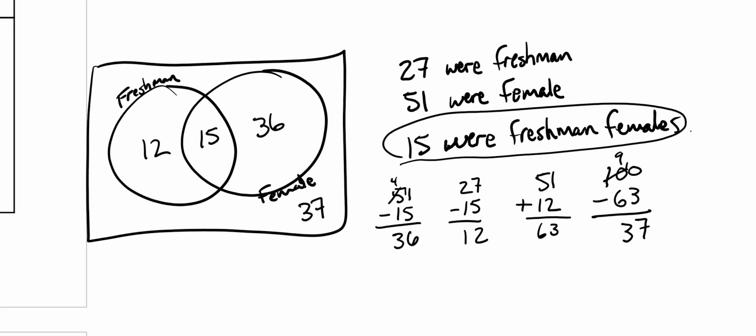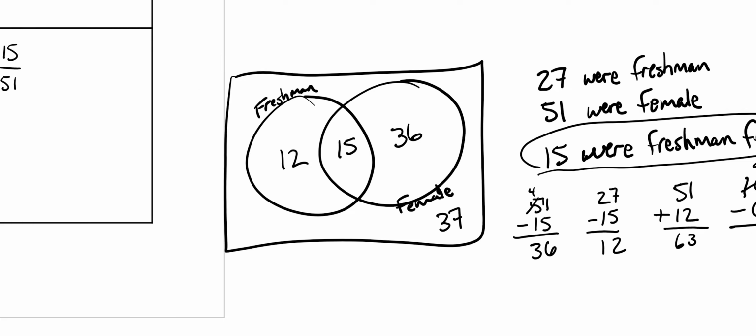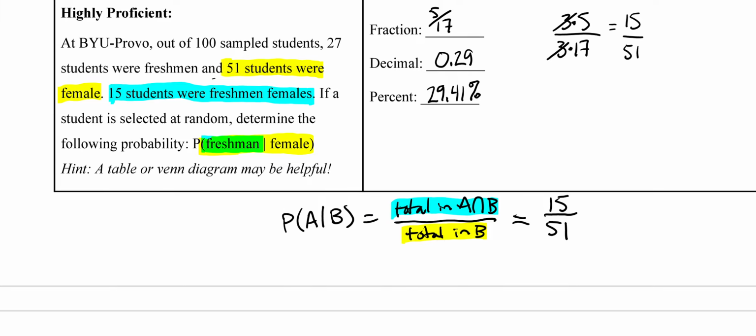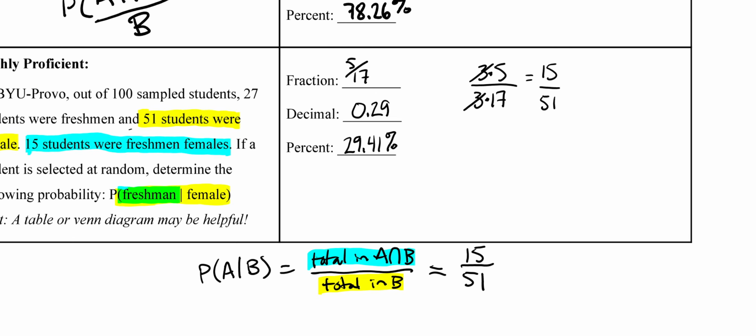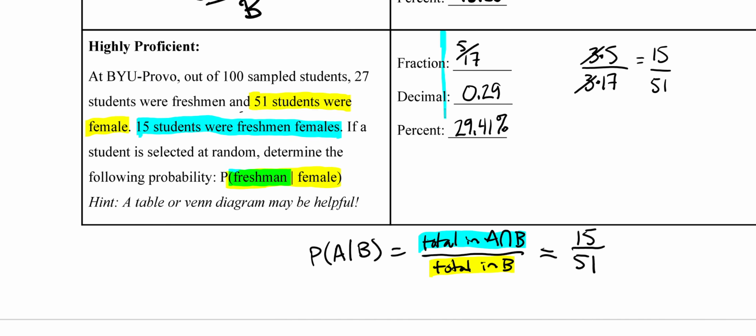But if you're just looking at the probability of freshmen, given that they're female, your total number in B is all those that are female. That's the 51. Out of those, the ones that are both freshmen and female, that's the intersection of those two. And so it's 15 over 51, and we've already calculated that. So that's the answer here.